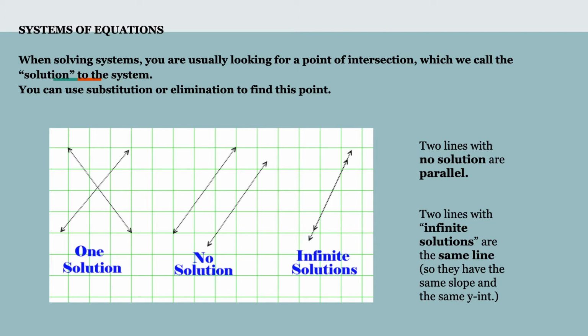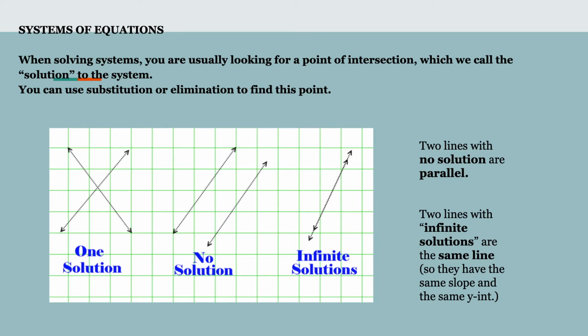Here is a simple idea that you really need to get down: when you have two lines, a solution of those two lines is the same thing as an intersection point. So no solution means that the lines are parallel, meaning they never intersect. And infinite solutions means that these two lines are on top of each other, or you could think of them as the same line.